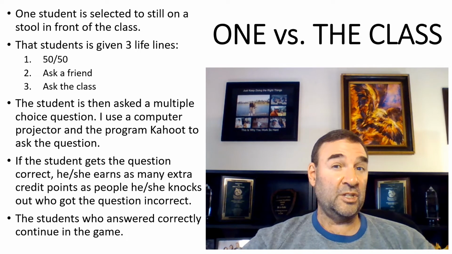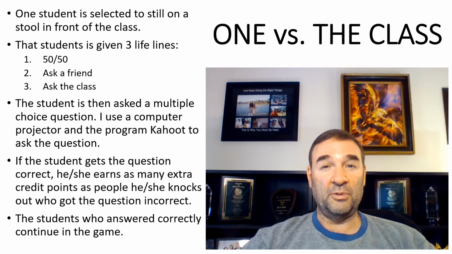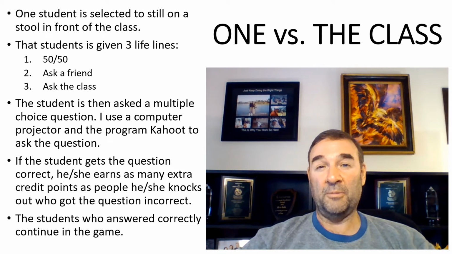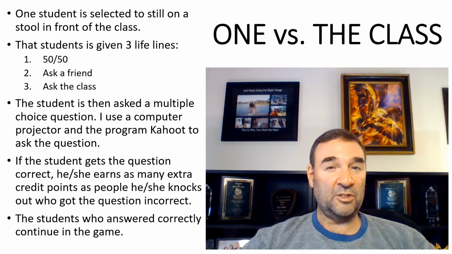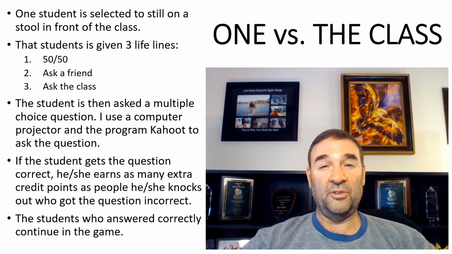Do you wish to continue? The student has 3 lifelines. All right, question number 5. It's a hard question. They use 2 of their lifelines at this point. They use their 50-50 and they use their Ask a Friend. And at this point, they can still walk away with 26 points extra credit, or they can continue. So I think you get the gist of it.